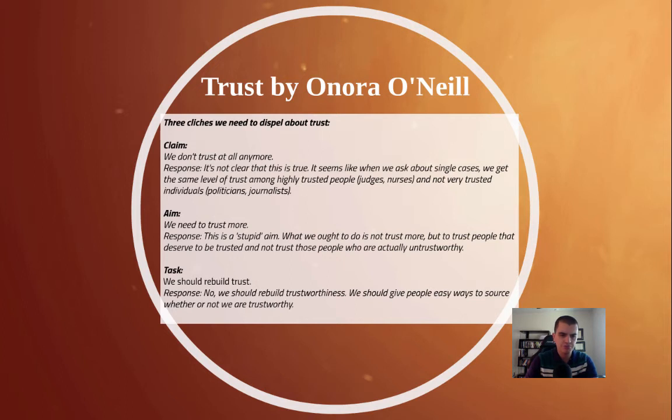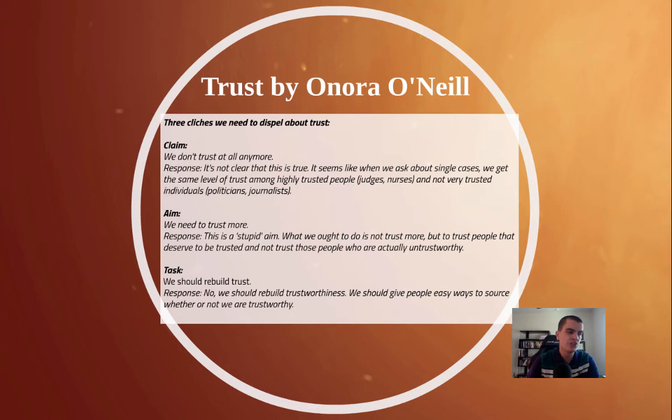And she briefly gestures at some ways that we might do this, by making ourselves vulnerable by saying, look, if I don't fulfill my obligations, or if I'm not right about this, then I'll make myself vulnerable to you in some important way. So you can hold me accountable for being wrong. And she says, doing stuff like this is what we should do to rebuild trustworthiness rather than rebuilding trust.